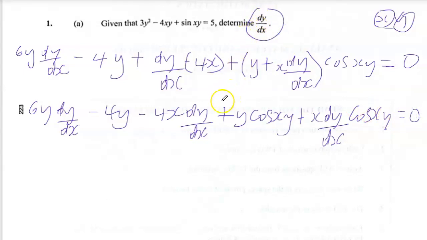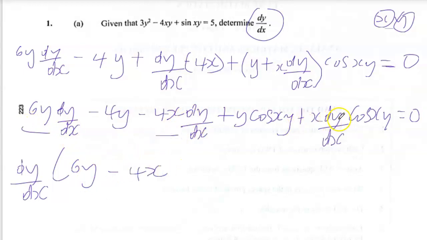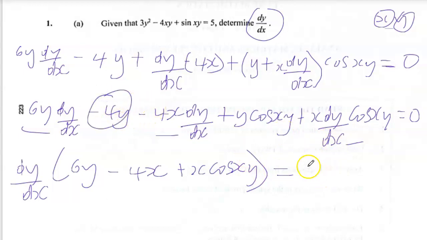So now we are solving for dy by dx. We want to factor dy by dx from all the terms. Factor dy by dx from this term, we're left with 6y. From this term, we're left with minus 4x. And from this term, we're left with x cos xy. The other terms, we can just group on the right hand side. So negative 4y on the right hand side is positive 4y, and y cos xy on the other side is minus y cos xy.